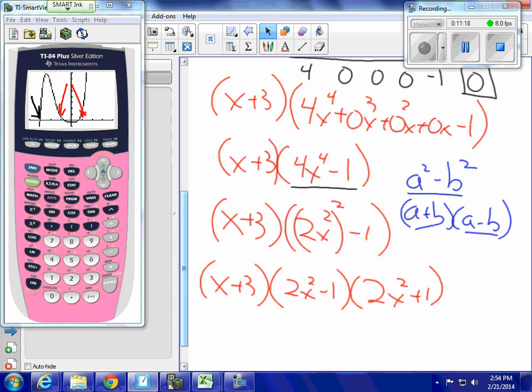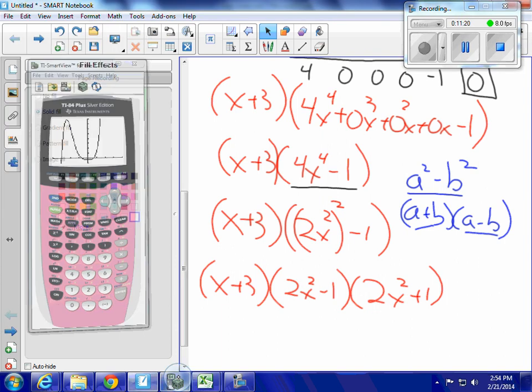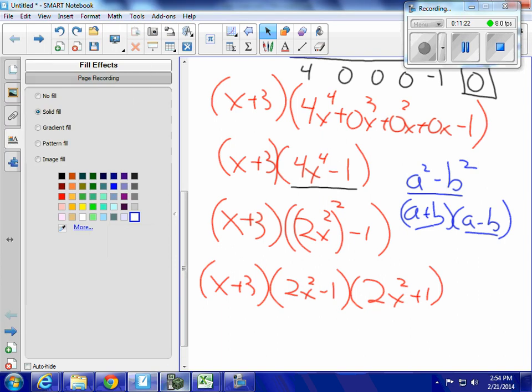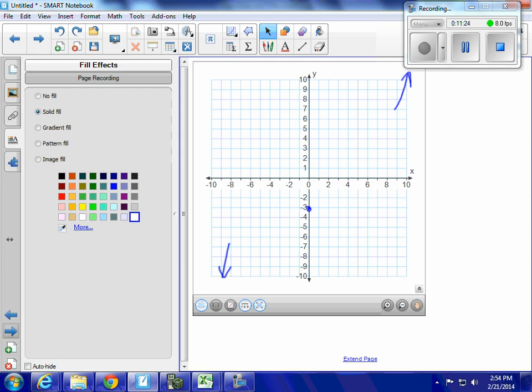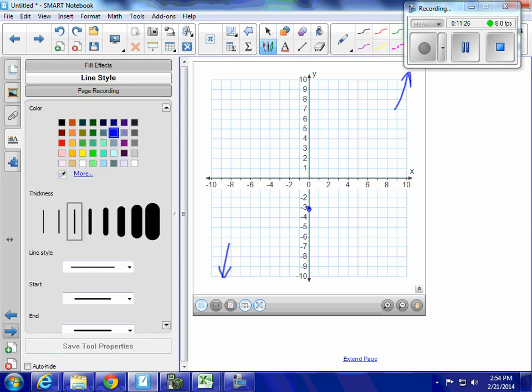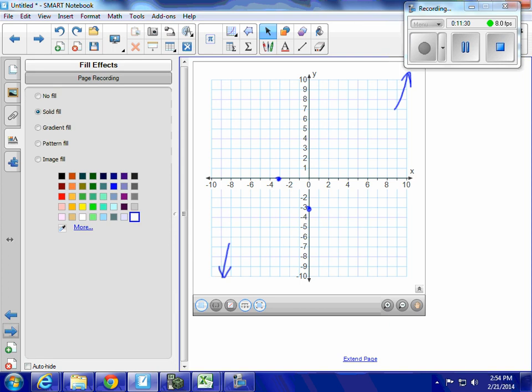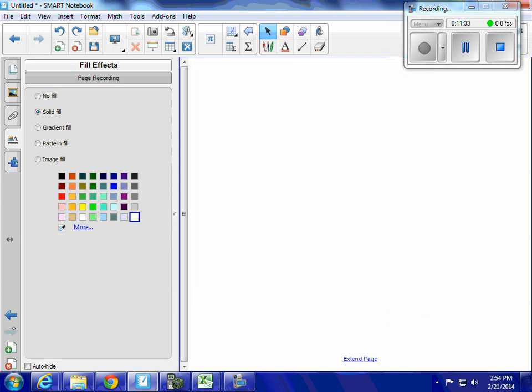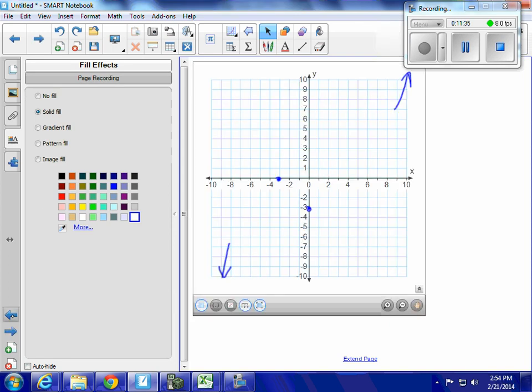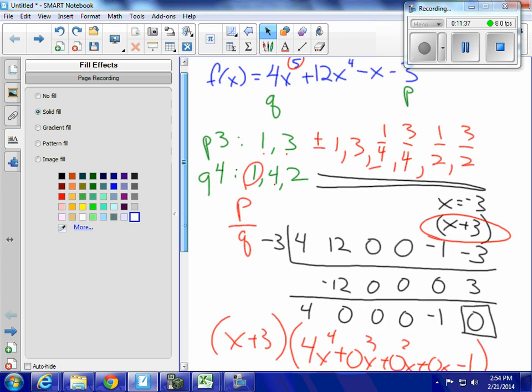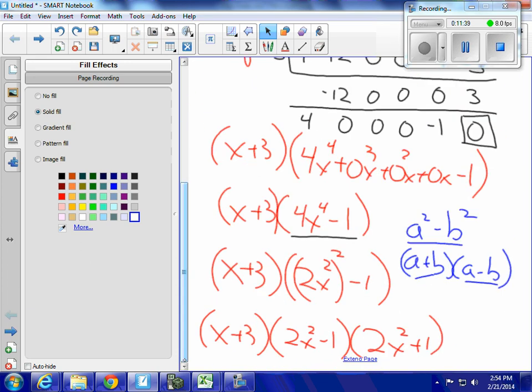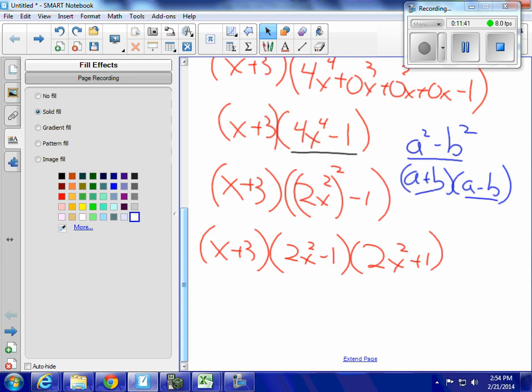So just kind of going back to my graph here for a minute, because I did get a 0 at -3, and I want to make sure that I have the satisfaction of putting it in there. There's one of my zeros. But I'm going to go back to my factoring here, and I'm going to say, can I see any more zeros? Well, so I have the one here at -3.